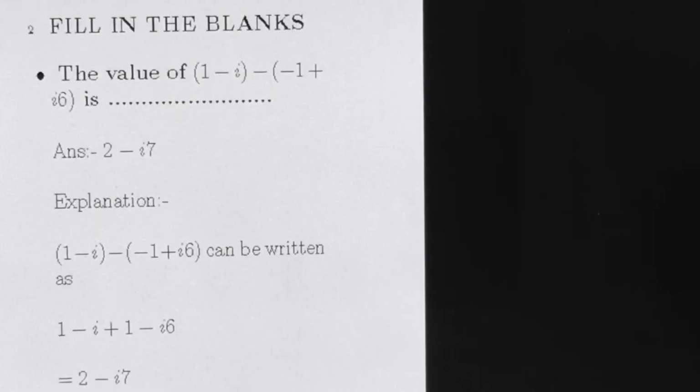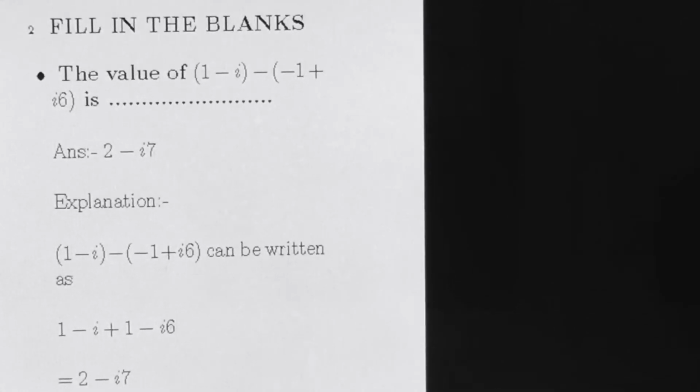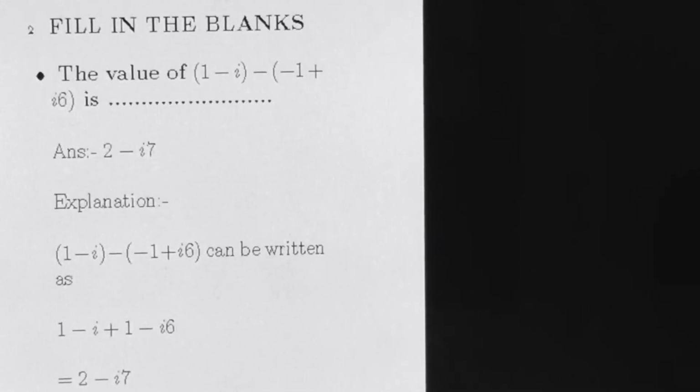So coming to the next section, fill in the blanks. First question, the value of 1 minus i minus minus 1 plus i6 is dash. Answer is 2 minus i7. Explanation. 1 minus i minus minus 1 plus i6 can be written as 1 minus i plus 1 minus i6, which is nothing but 2 minus i7.